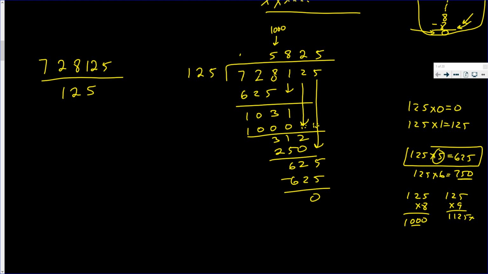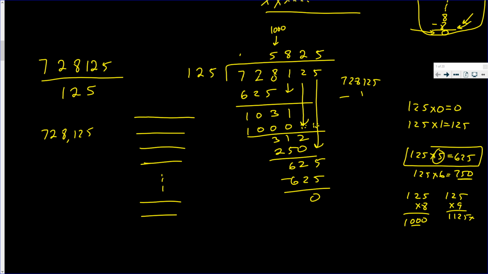Okay, so what this is saying, if you have 728,125 books, and you're going to put them on 125 shelves, 1, 2, 3, 4, 124, 125. Not going to draw all 125 shelves. Okay, and first, from this number, 728,125, you take away 125. And you get that number. So you put the books, 1, 2, 3, 4, 5, 6, 124, 125.